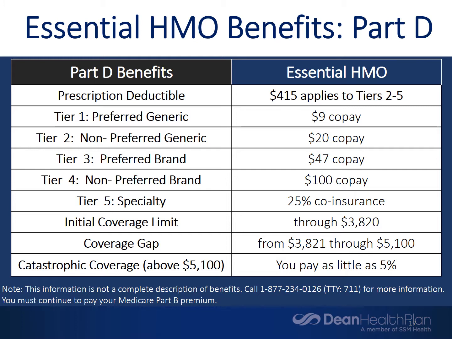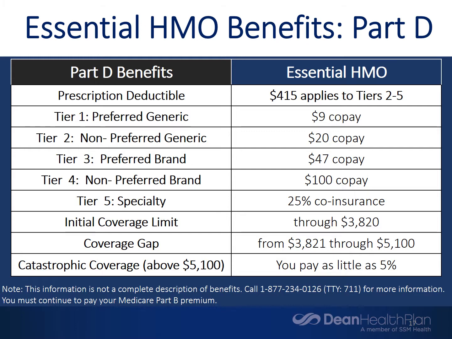For tiers 2 through 5, you are responsible for paying this deductible prior to reaching your copay stage. Tier 1 is not subject to the deductible, which means you will start in the copay stage immediately. Tier 1 has a copay of $9. Tier 2 has a copay of $20. Tier 3 has a $47 copay. Tier 4 has a $100 copay. And Tier 5 has a 25% coinsurance.